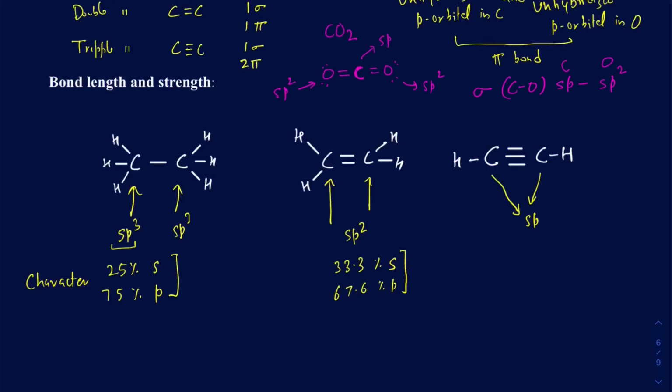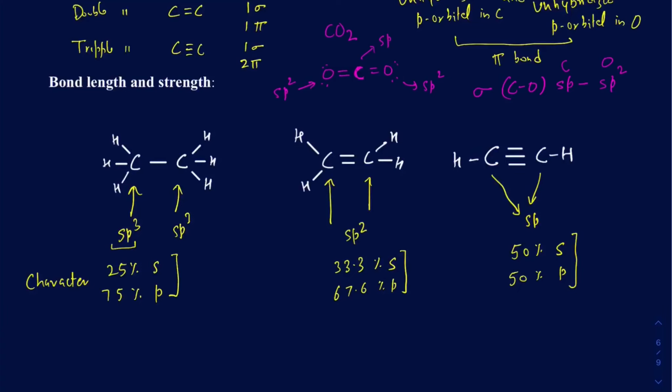But when I'm looking at sp, you have 50-50. You got 50% s and you got 50% p. So another way of looking at it, your s orbitals are closer to the nucleus. The more s character you have, the closer the electron is going to be toward the nucleus, and as a result your bond is going to be shorter. So that's one way of looking at it.